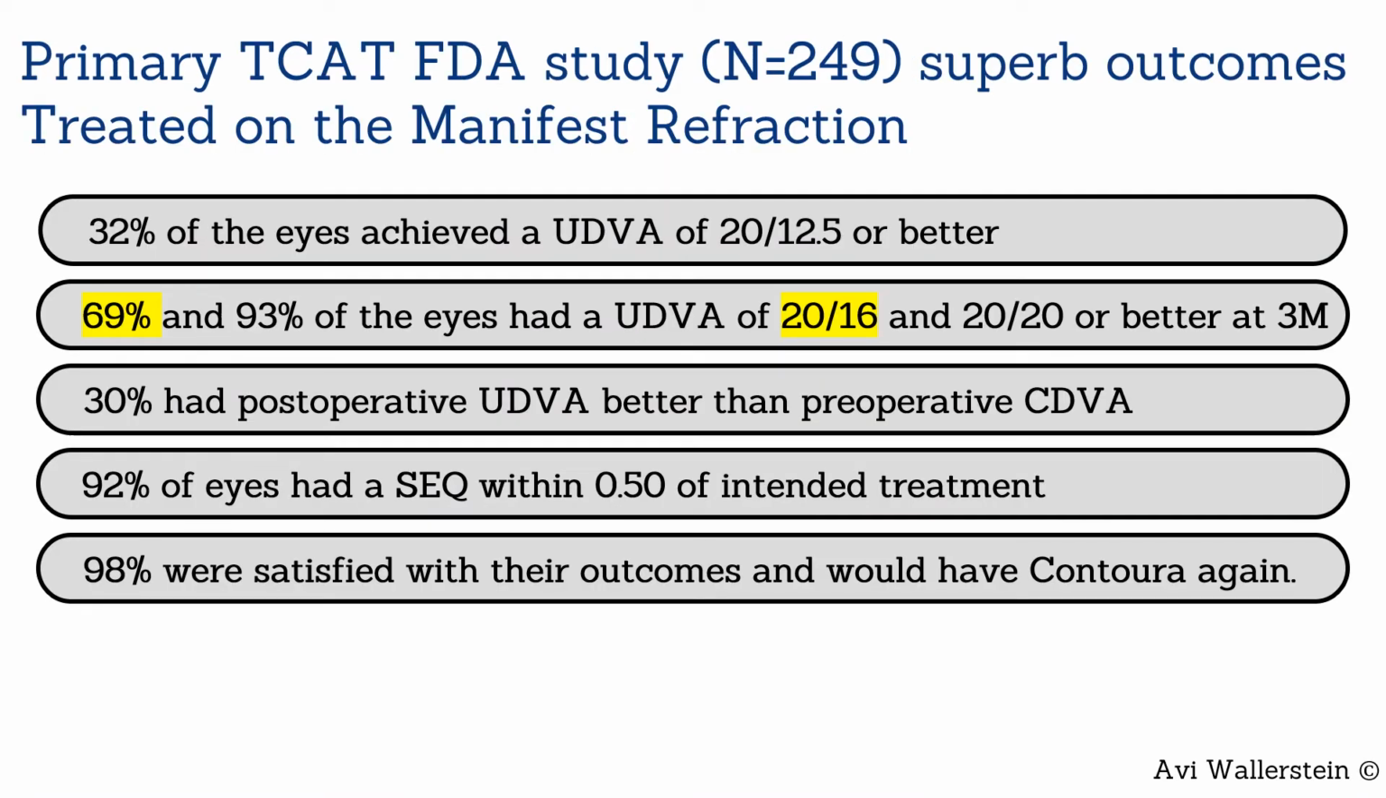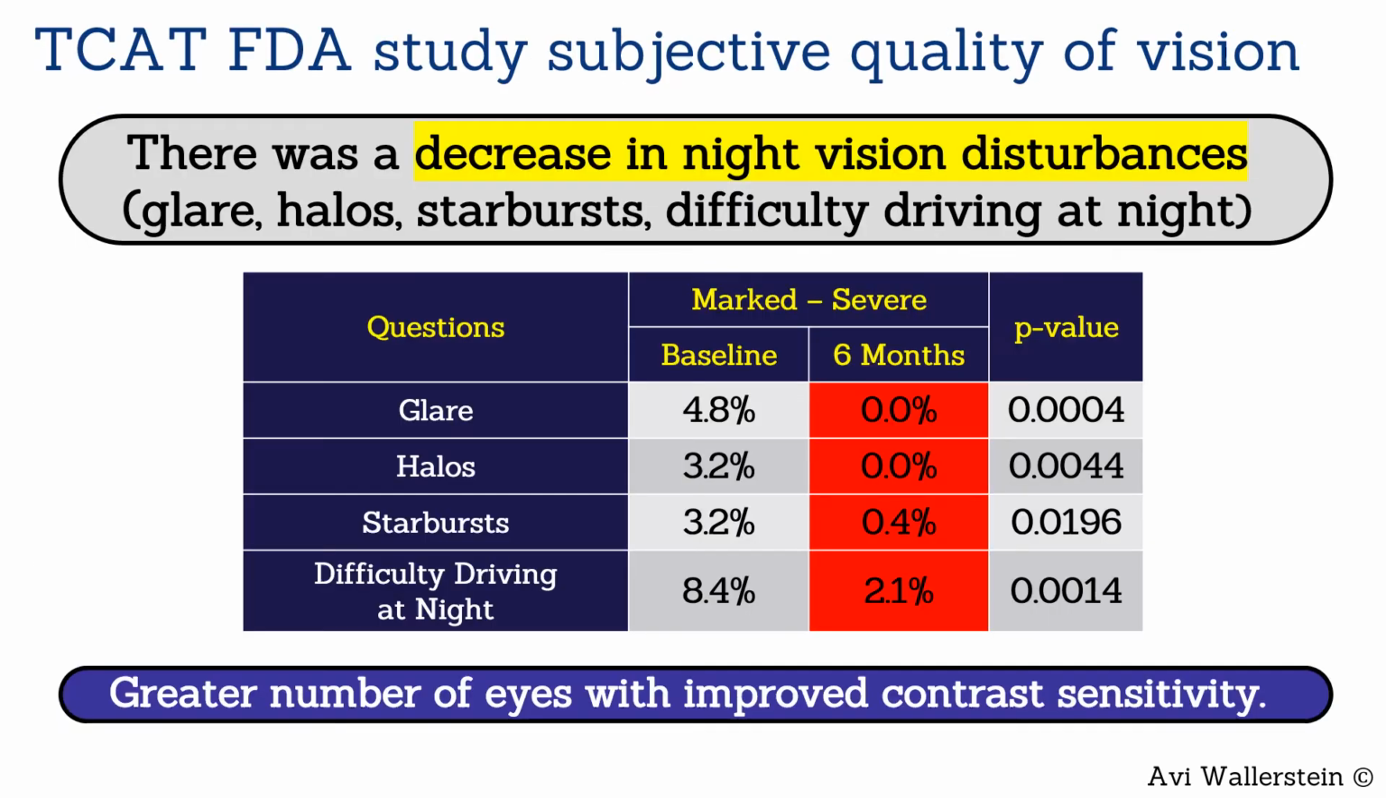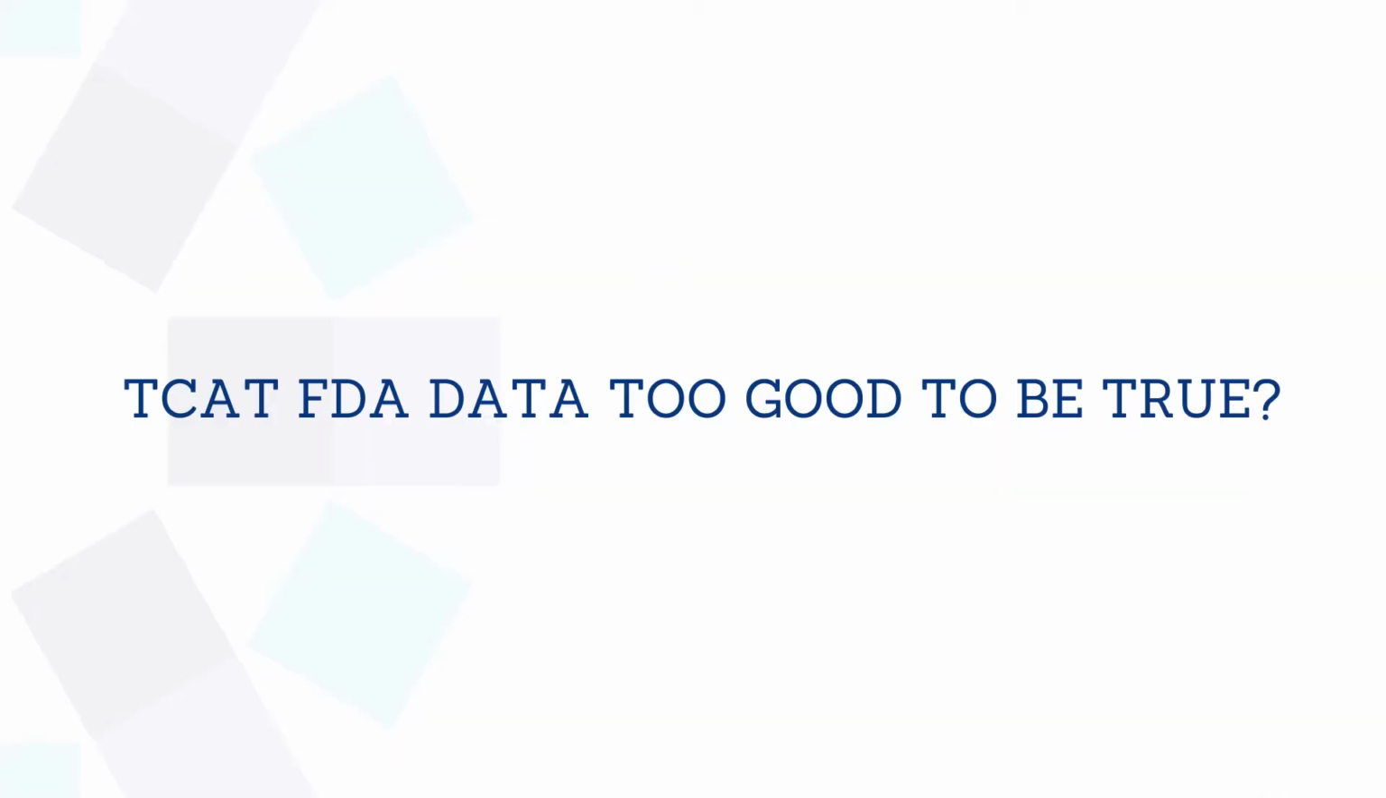The TCAT FDA study in virgin eyes showed outstanding outcomes with almost 70% of eyes having 20/16 vision or better. These eyes were treated on the Manifest Refraction. As well, there was an actual decrease in night vision disturbances as compared to pre-op eyes, in keeping with the decrease in HOAs. At first I thought, are the results too good to be true? Let's dig a bit deeper.